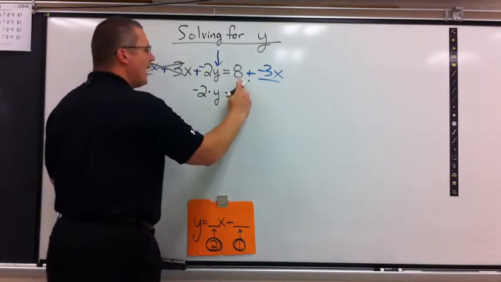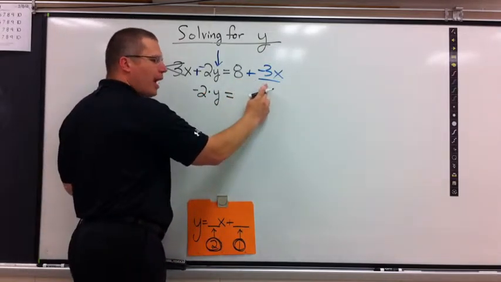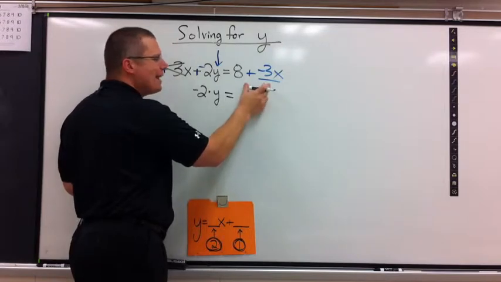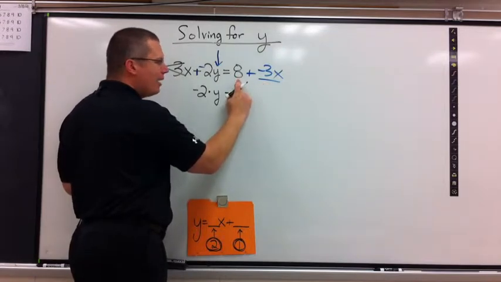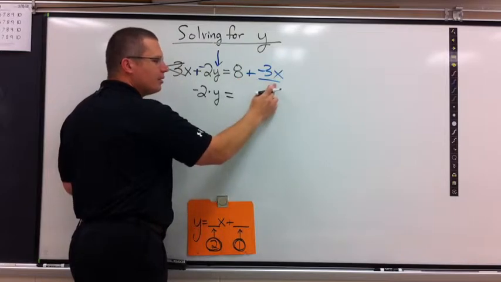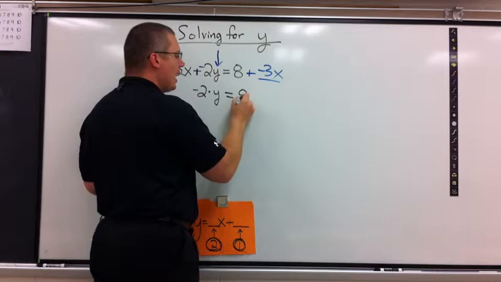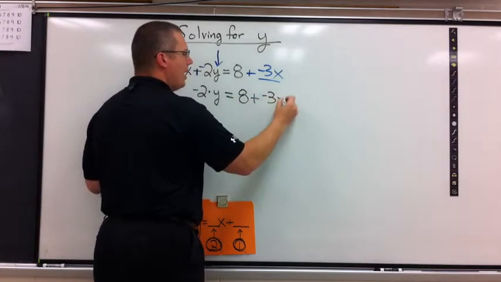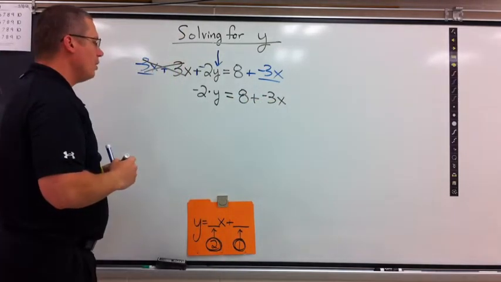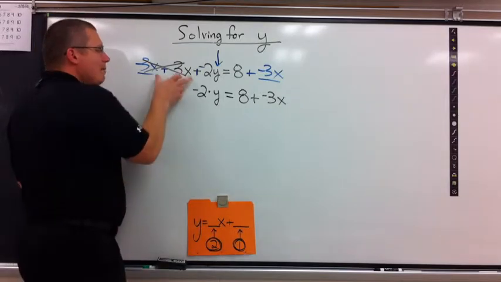On the right-hand side, how much is 8 plus negative 3x? Hopefully you say I can't add these because this does not have an x, and this does. They both have to have the same variable or none at all. So I rewrite it as 8 plus negative 3x. I did my add opposites.